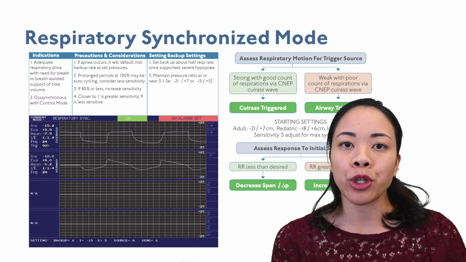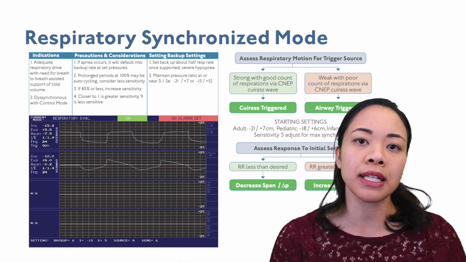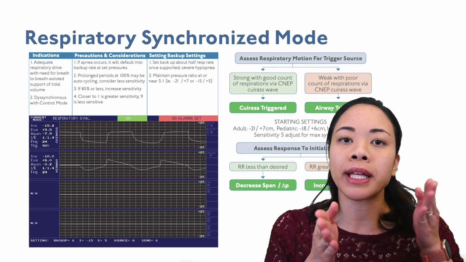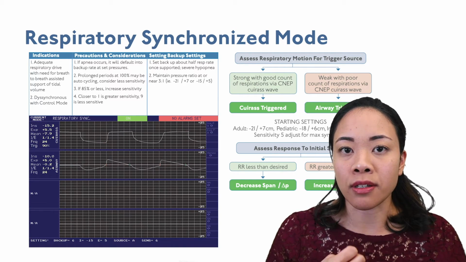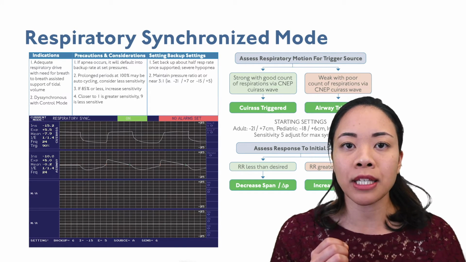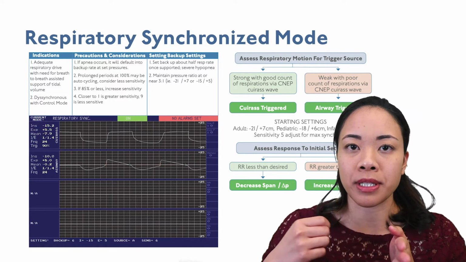So say, for example, you had less than 85%. You may need to increase the sensitivity. So if you're at 5, you may need to increase it by going down to 4. Now, prolonged periods of trigger percentages of 100% may indicate auto-triggering. So you may need to decrease the sensitivity. So if you're set at 5, you may need to go up to 6.